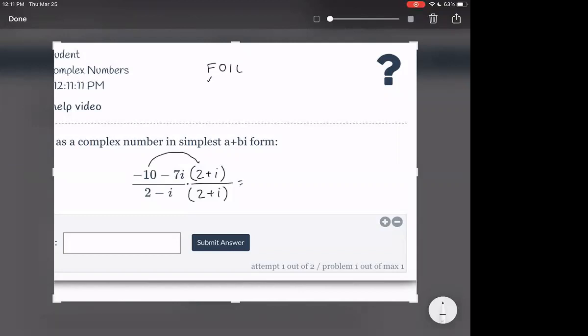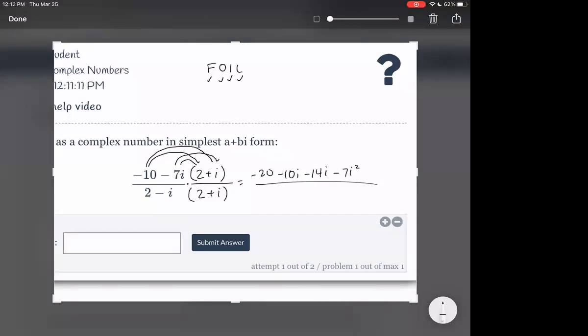Negative 10 times 2 is negative 20. The O in FOIL stands for outer, so negative 10 times i is minus 10i. The I in FOIL stands for inner, so that's negative 7i times 2, which is minus 14i. And the L in FOIL stands for last, so negative 7i times i gives us minus 7i squared.